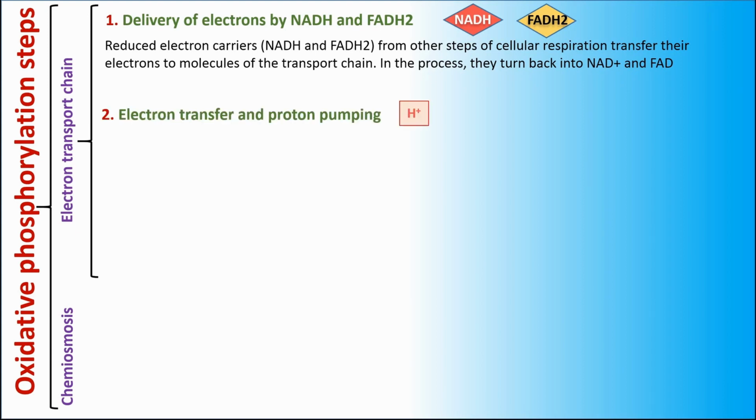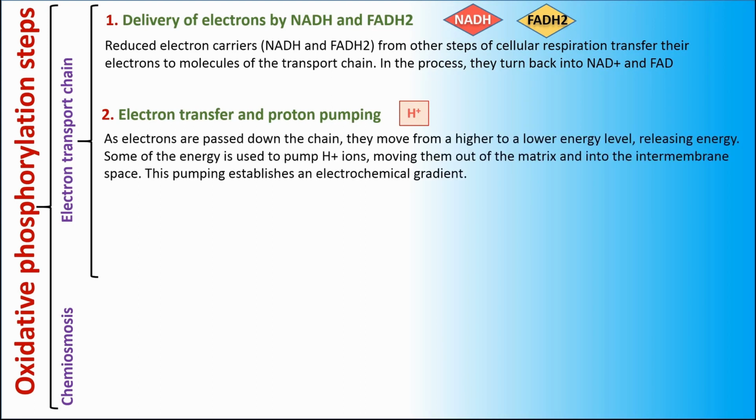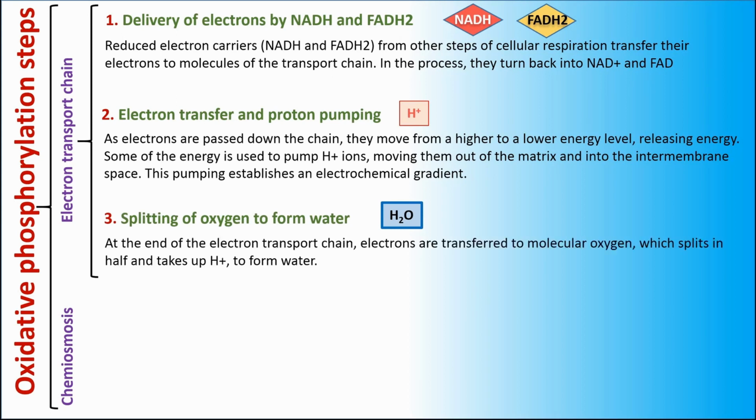Step 2. Electron transfer and proton pumping. As electrons are passed down the chain, they move from a higher to a lower energy level, releasing energy. Some of the energy is used to pump proton ions, moving them out of the matrix and into the intermembrane space. This pumping establishes an electrochemical gradient. Step 3. Splitting of oxygen to form water. At the end of the electron transport chain, electrons are transferred to molecular oxygen, which splits in half and takes up protons to form water.